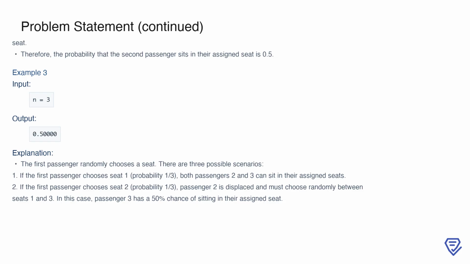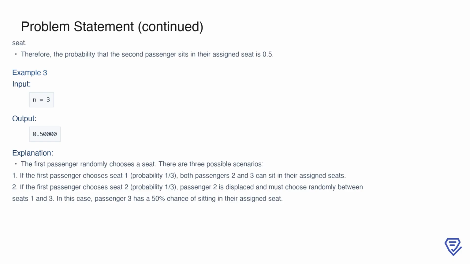Now let's consider the case where n equals 3. Here, passenger 1 again randomly selects one of the 3 seats. 3 scenarios can occur. If passenger 1 chooses seat 1, passengers 2 and 3 can both sit in their assigned seats, so the probability for passenger 3 is 1 in this case.